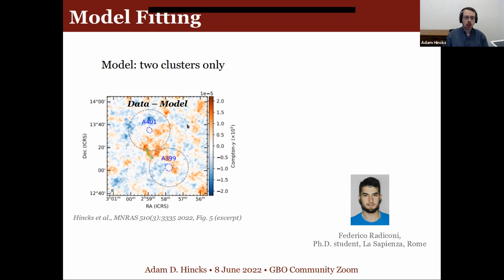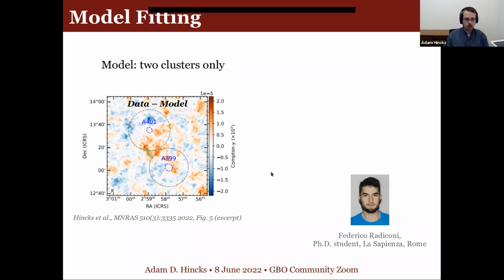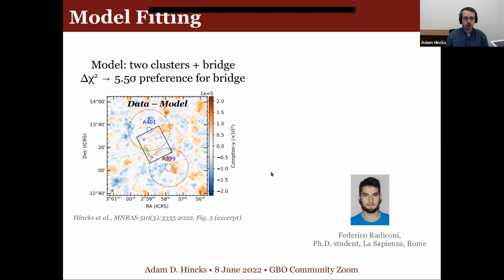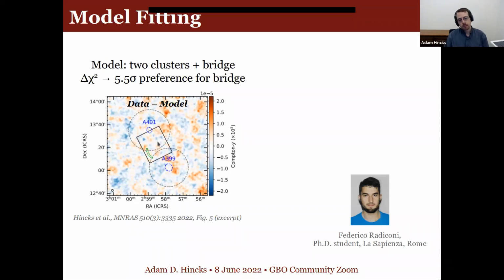But then when we include in our model a component for the bridge region, here's what the residuals look like. This is the best fit location of this bridge component of the model. So if I just flip back and forth, hopefully slowly enough that you can see it changing on Zoom, you can see the improvement in the residuals. And basically, all of the excess goes away when we add this extra fit component.